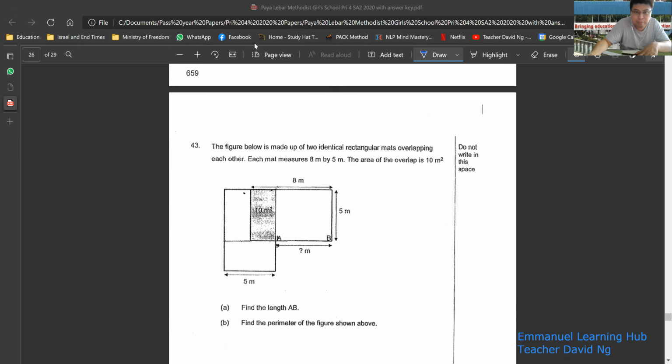Question 43. The table below is made up of two identical rectangular mats overlapping each other. Each mat measures 8 meters by 5 meters. Area of overlap is 10 meters square. Find the length of AB. Find this length.